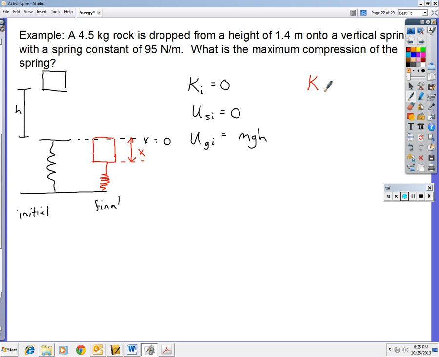The final kinetic energy is also 0. That's an important result, and it's not as obvious as the fact that the initial kinetic energy is 0. Because at the maximum compression of the spring, the block is changing from moving downward to moving upward, and so that means its velocity is instantaneously 0 at that point. Now obviously the spring potential energy at the end is at a maximum, and it's equal to 1/2 kx squared, where k is the spring constant. And the gravitational potential energy is actually going to be negative because we're below our 0 point. So it'll be negative mgx.